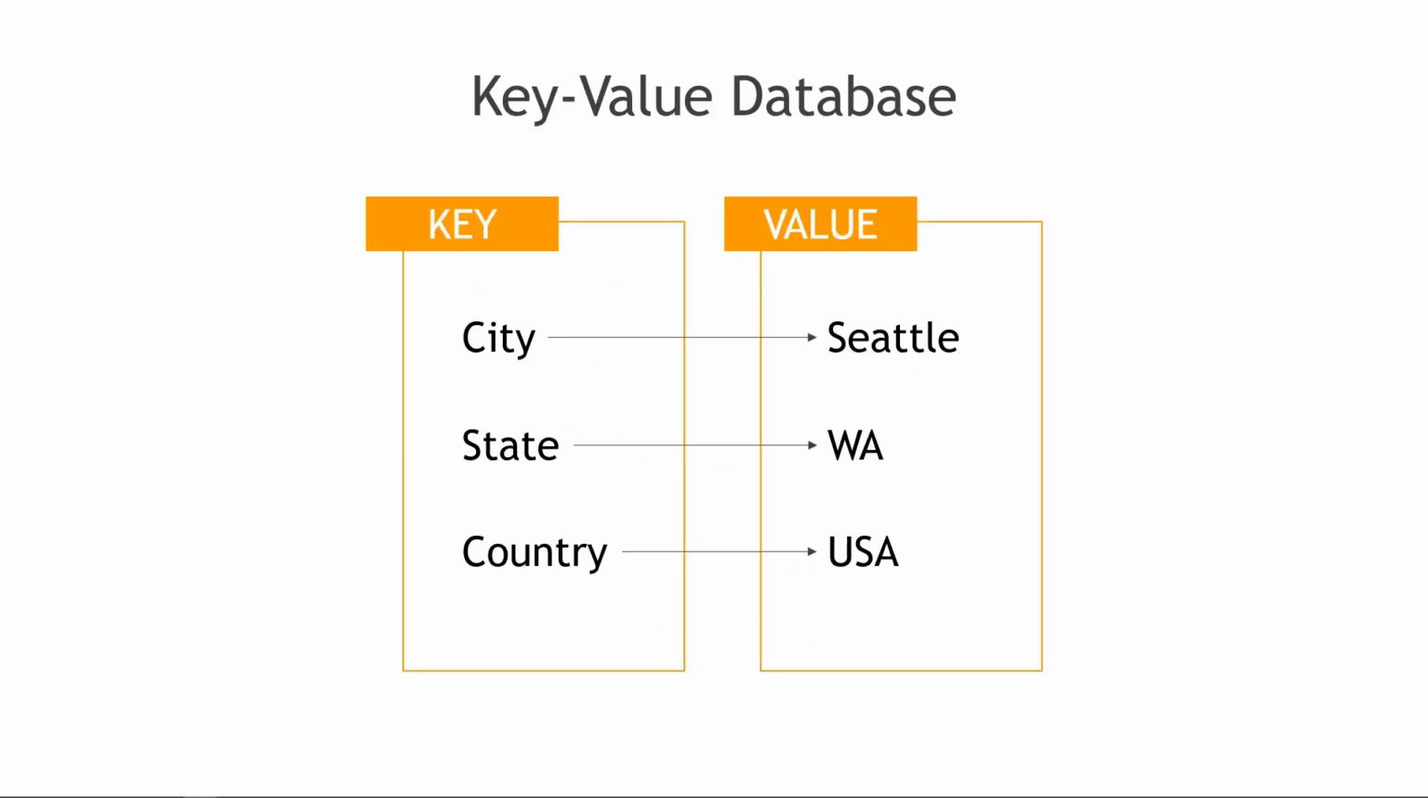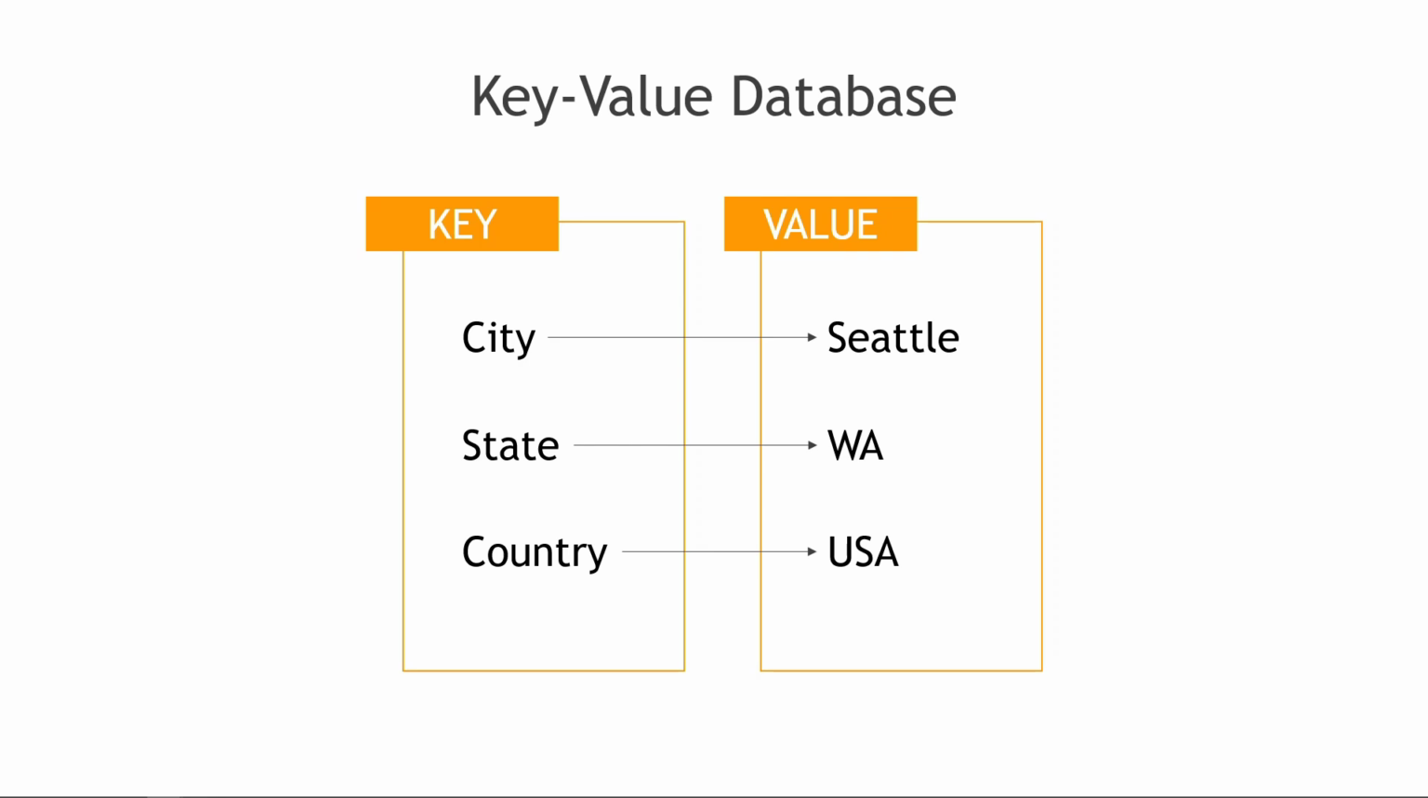DynamoDB is a key value database, which is one of the more popular forms of NoSQL. If you're not familiar, it essentially works like this. You have a unique set of identifiers that have associated values. So basically two pieces of data that are associated with each other.